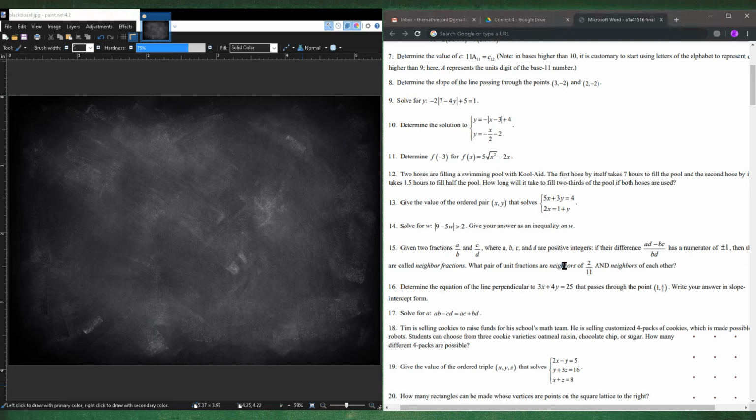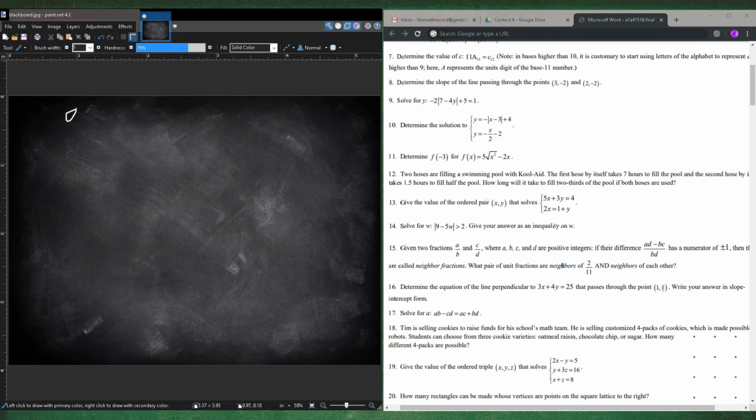Question 14. Solve for W. The absolute value of 9 minus 5W is greater than 2. Give your answer as an inequality on W. So if 9 minus 5W is positive, as I keep saying before, we just have 9 minus 5W is greater than 2. And if 9 minus 5W is negative, we have negative 9 plus 5W is greater than 2.